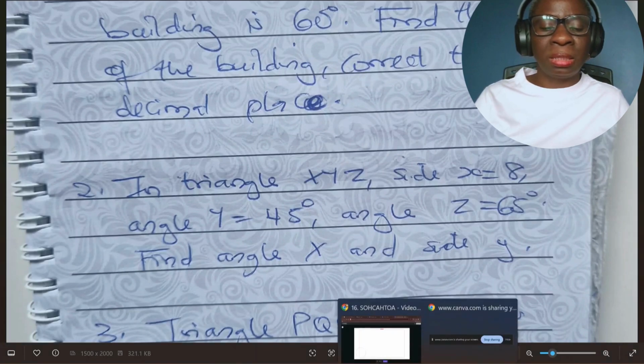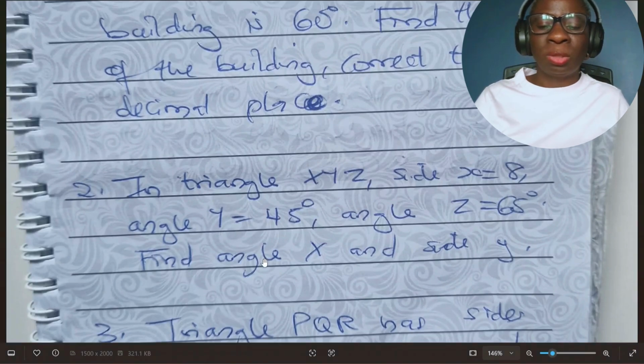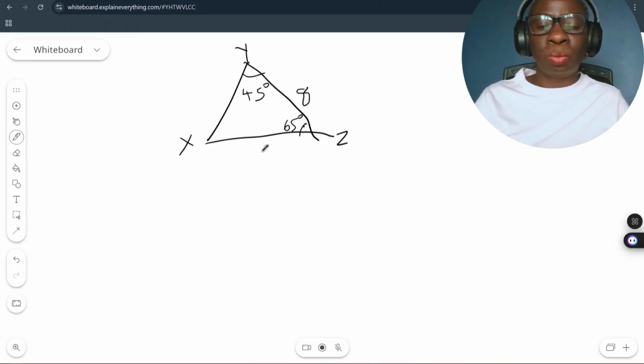Angle Z is 65 degrees. And then we have to find angle X and side Y. To find angle X, we have to look for this angle X and side Y. We have to look for this. So how do we calculate this?